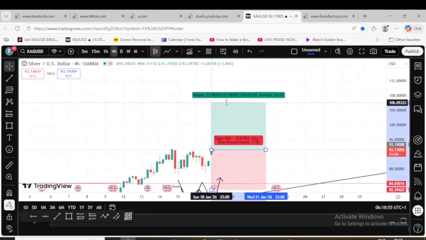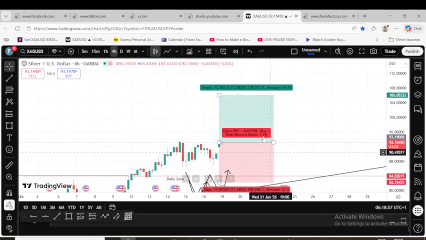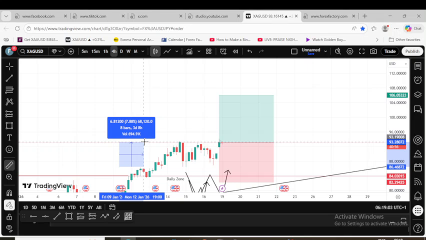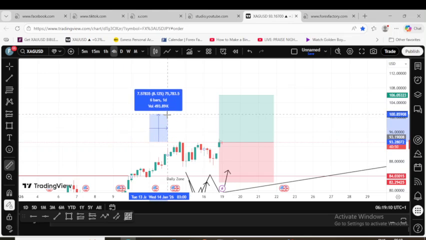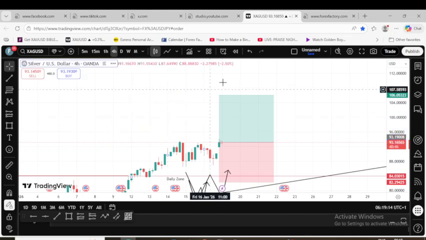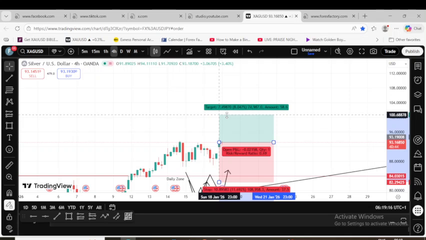And then, because this is the highest point that price has reached, I'm not sure how far I can take it. So let's measure. This is 6.8, or let's say 7. Okay, so that's where we'll leave our target.